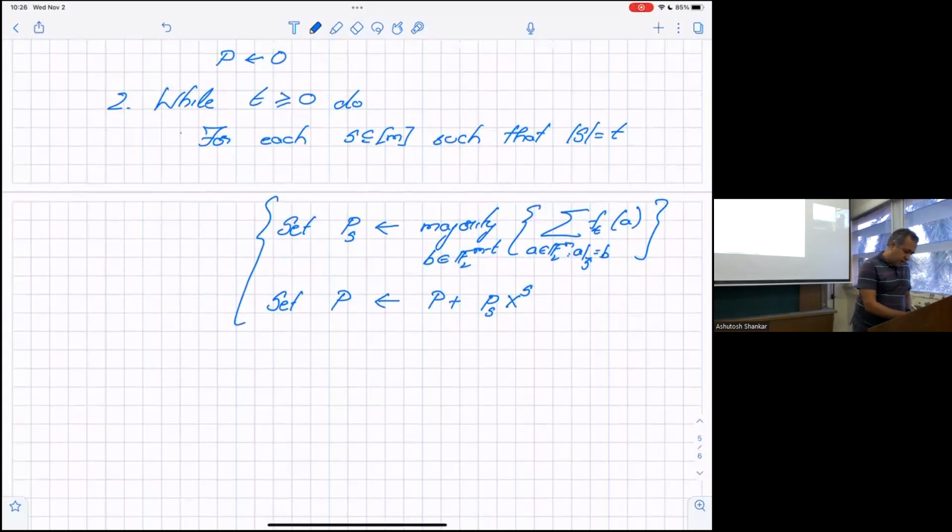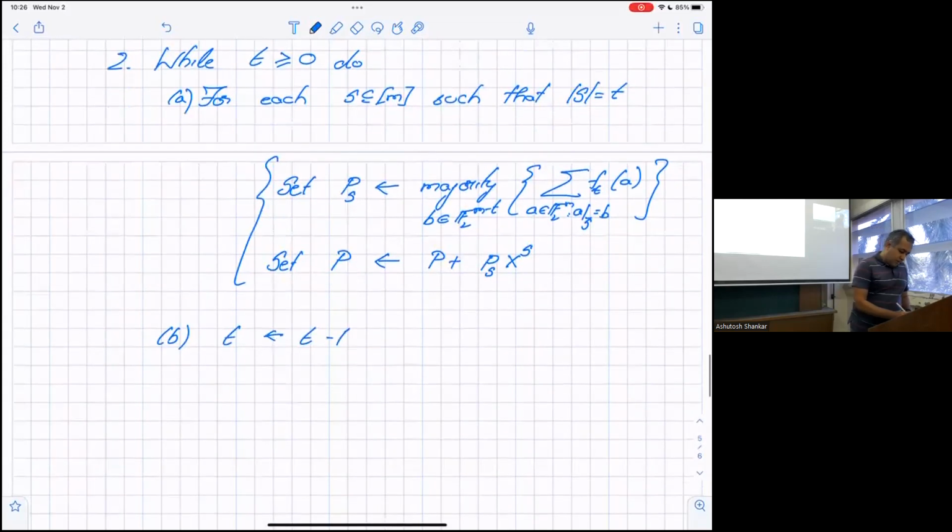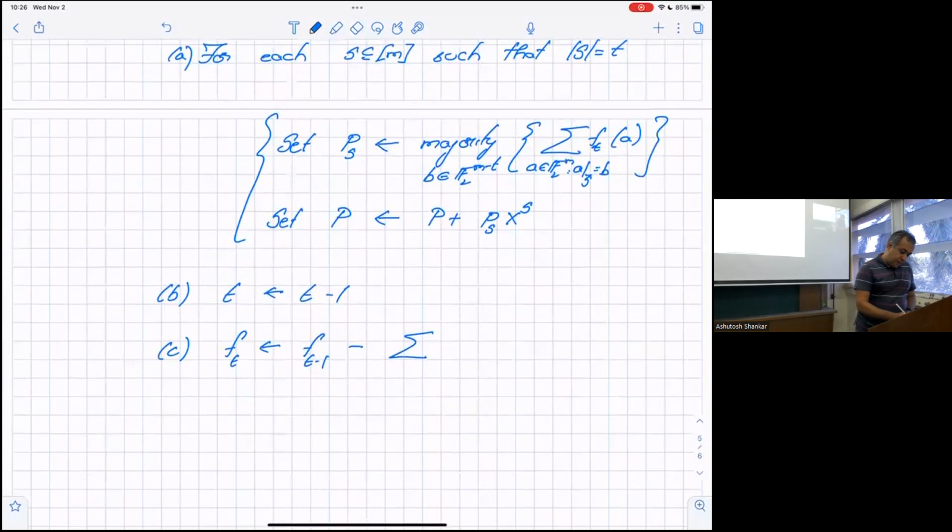Then the while loop will come again. We now decrement T. But before you go to the second step of the while loop, you will have to update FT. The new FT for now will be the old FT minus 1 minus summation over all the old FT plus 1, summation over all S mod S is of size T plus 1, ES excess evaluated. You follow what I mean.